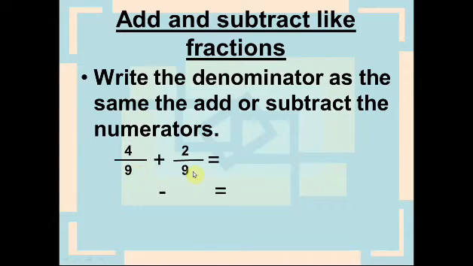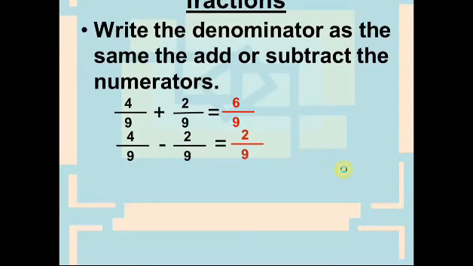The two denominators here are the same. We write 9 as the same in the denominator and add 4 plus 2 equals 6. Another example, 4 over 9 minus 2 over 9. Also, the two denominators are the same, 9. We write it as the same and then we subtract the two numerators. 4 minus 2 equals 2.